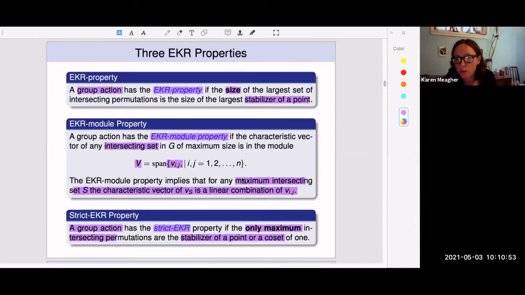Okay, so I've got the three properties about the size, a sort of thing about the structure, and knowing exactly the structure.